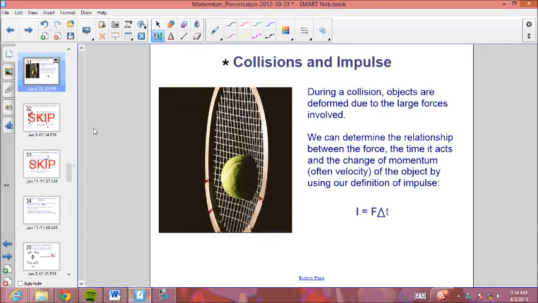Alright, so collisions and impulse. During a collision, objects are deformed due to the large forces involved. We can determine the relationship between the force, the time it acts, and the change of momentum, often velocity, of the object by using our definition of impulse. So if you remember, impulse equals force times the change in time.